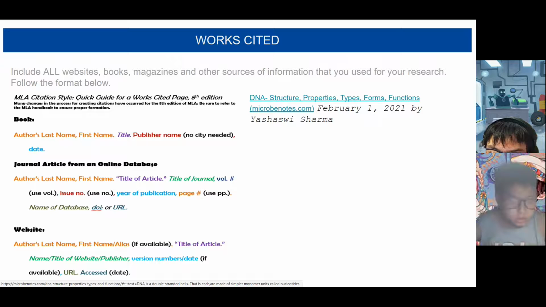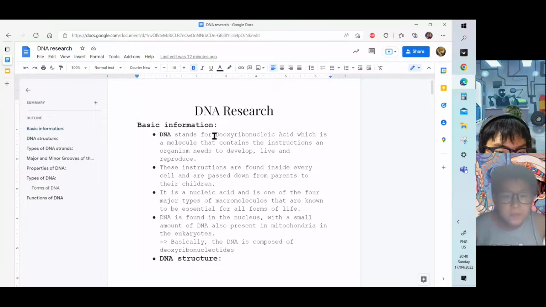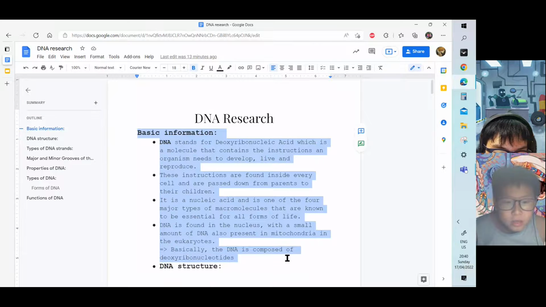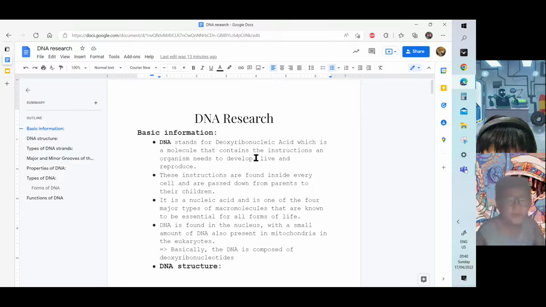And we have one more thing to show you, our DNA research document. This is the basic information. DNA stands for deoxyribonucleic acid, which is a molecule that contains the instructions an organism needs to develop, live, and reproduce. These instructions are found inside every cell and are passed down from parents to their children. That's why we say that they store characteristics in our blood.